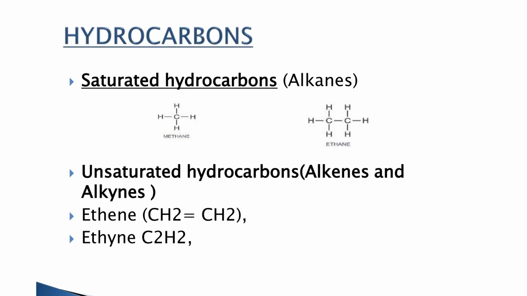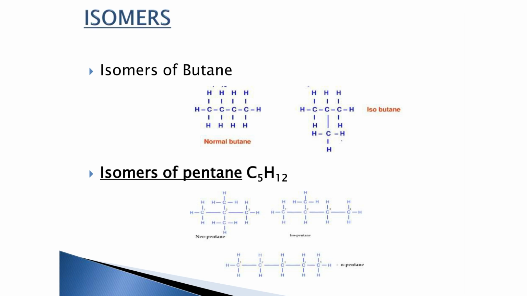Organic compounds which have only hydrogen and carbon, we call hydrocarbons. There are two types of hydrocarbons: saturated hydrocarbons, known as alkanes, and unsaturated hydrocarbons, where we have alkenes with a carbon-carbon double bond and alkynes with a carbon-carbon triple bond. Isomers. Compounds having the same molecular formula but different structures are called isomers. Butane has two isomers, pentane has three isomers.